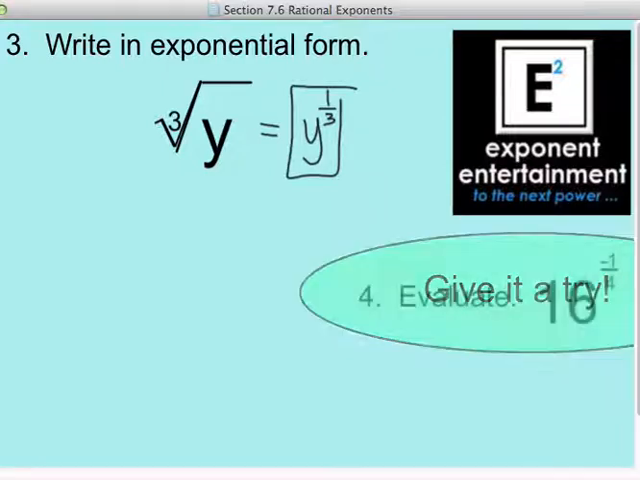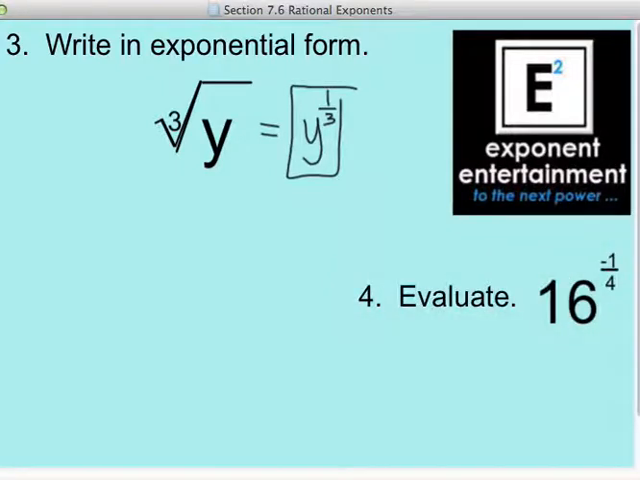And then example 4, we want to evaluate 16 to the negative 1/4. Well, let's do a little work before we do this. If I have a negative exponent, I'm going to go ahead and write it in the denominator. So it's 1 over 16 to the 1/4 power. Okay, now I'm going to write it as a root.